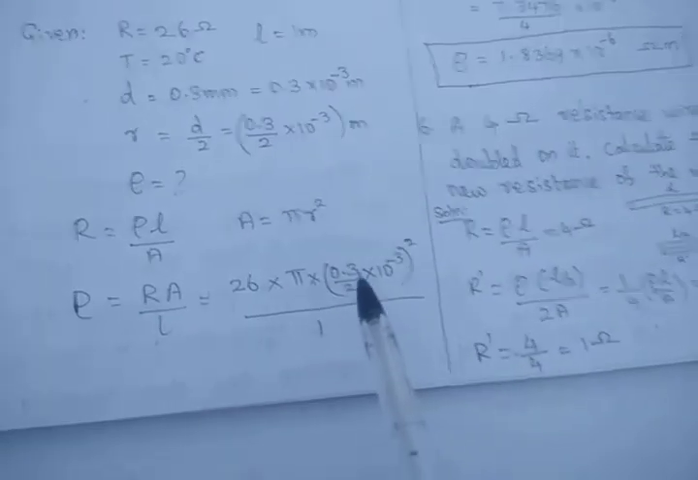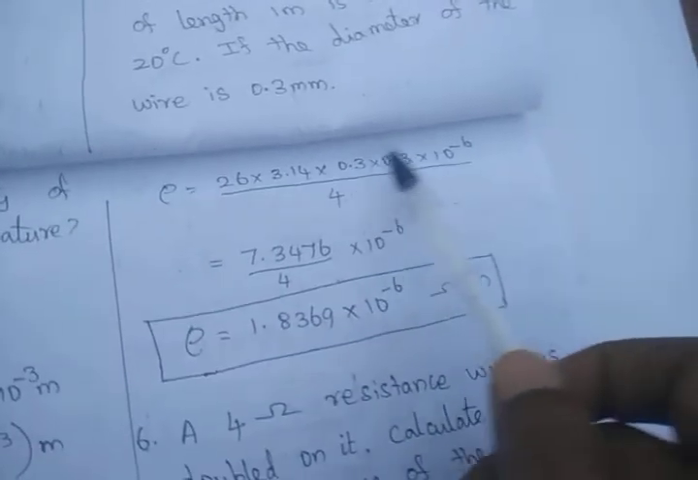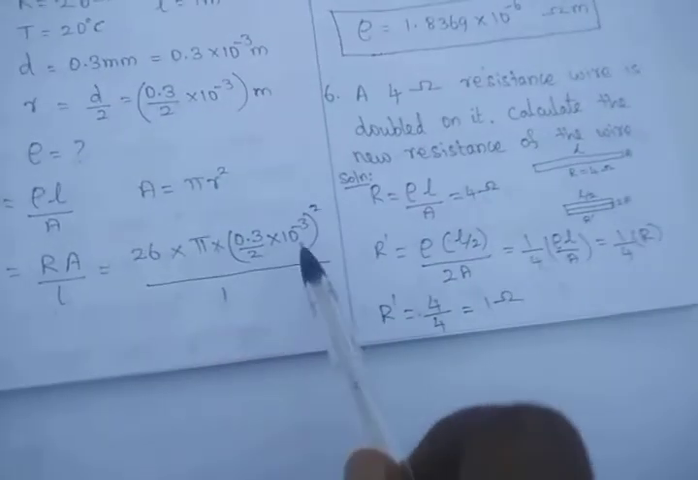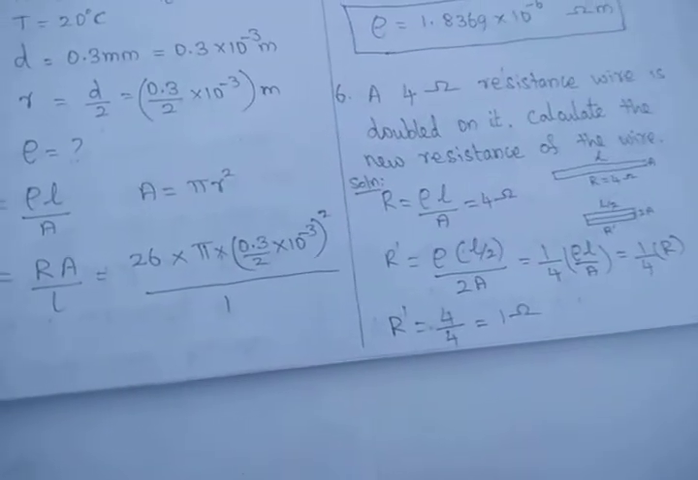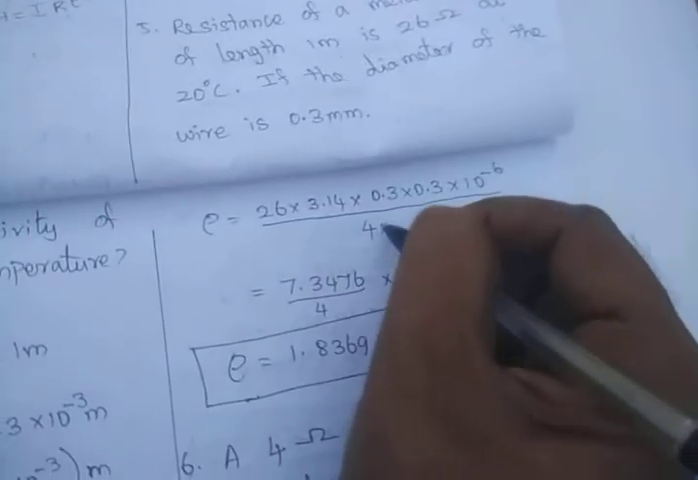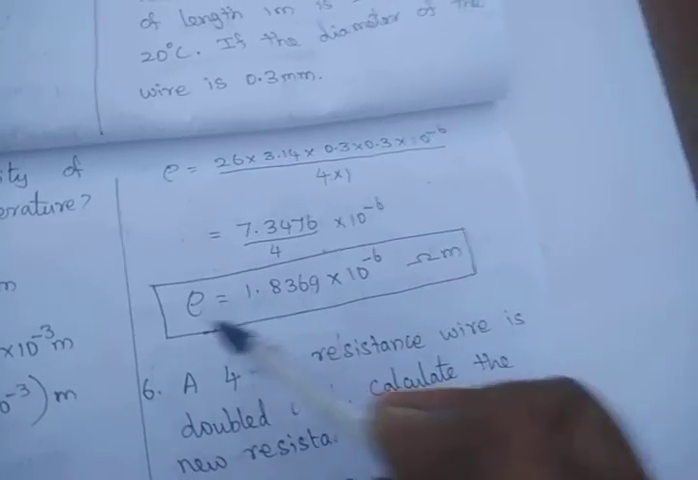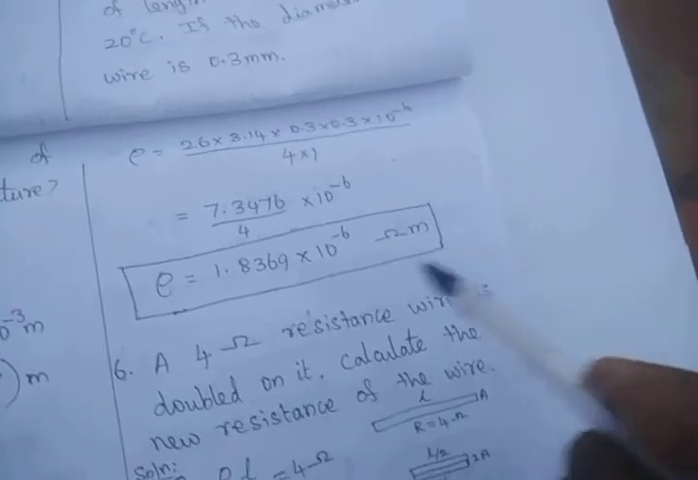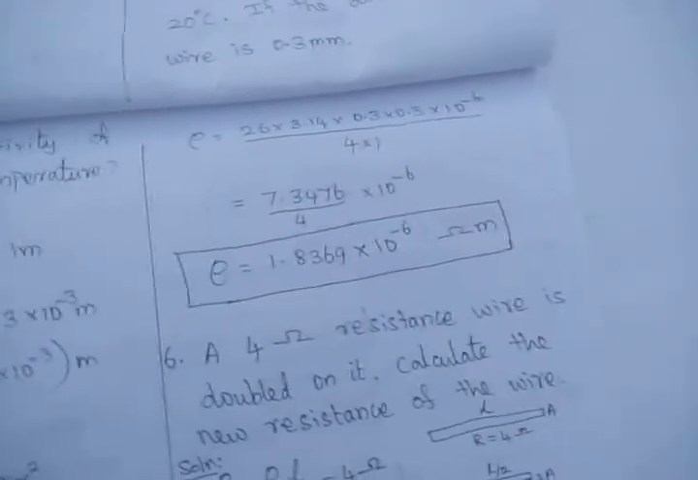First you substitute 26 into 3.14. Here it is given 0.3 by 2, the whole square. So 0.3 into 0.3 by 2 into 2 is 4. And 10 power minus 3, the whole squared, is 10 power minus 6. In the denominator it is given 1. So by solving these equations we get the answer. The resistivity is 1.8369 into 10 power minus 6 ohm meter, because the SI unit of resistivity is ohm meter.